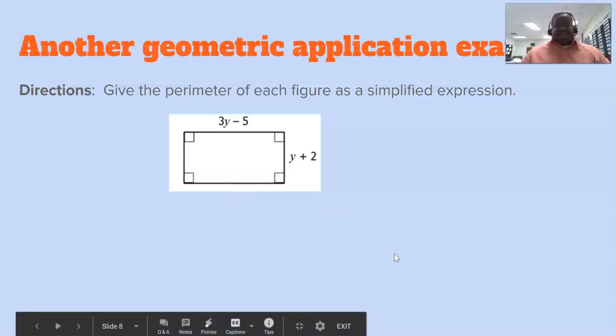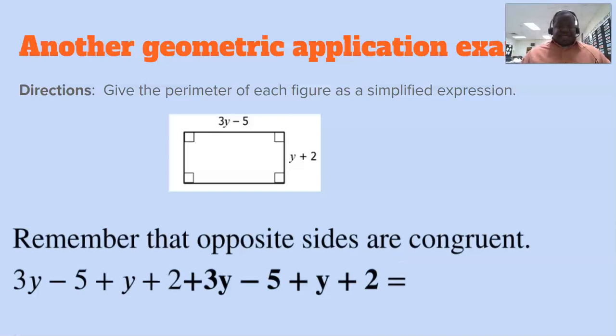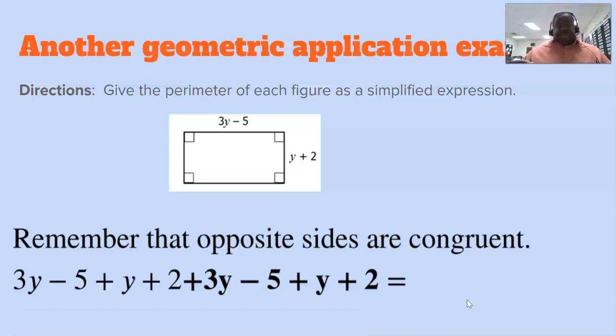So perimeter means to add all the sides together. So we're going to have to add all 4 sides together, not just the 2 sides that they have labeled. So you have the 3y minus 5 plus the y plus 2. And then we have those 2 that I alluded to that are going to match up on the opposite sides. So when we put our y's together and we put our constant values together, what we'll end up with is 8y minus 6. So you have several examples.